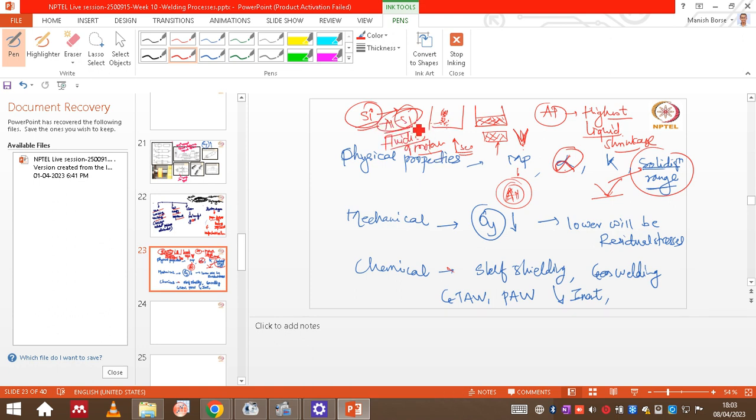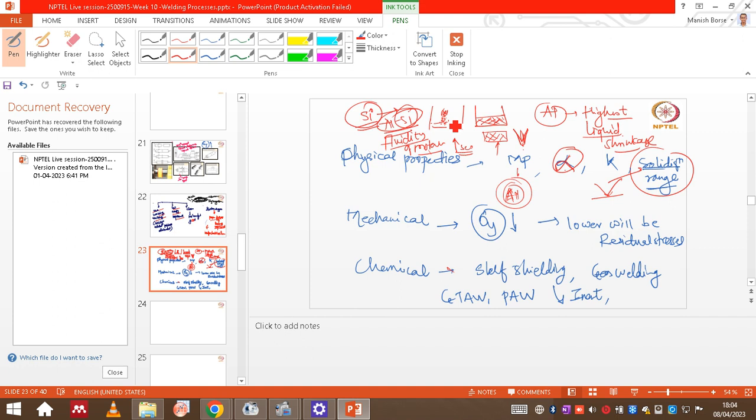In the aluminum silicon alloy, because of the addition of silicon, the fluidity of the molten metal will increase, and because of that, the metal in the last solidifying region will create the shrinkage, right? Because the obstruction is happening from the surrounding grains which are already solidified.